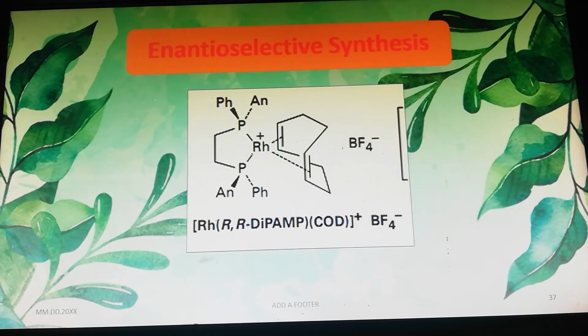In enantioselective synthesis, the most effective catalysts are coordination complexes of rhodium with 1,5-cyclooctadiene, or COD, and a chiral diphosphine such as R,R-1,2-bis(o-anisylphenylphosphino)ethane, the so-called DIPAMP. That's the catalyst of our enantioselective synthesis.